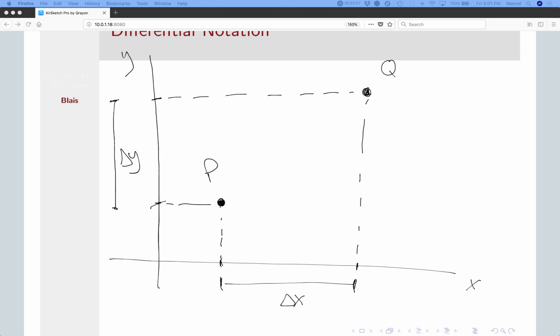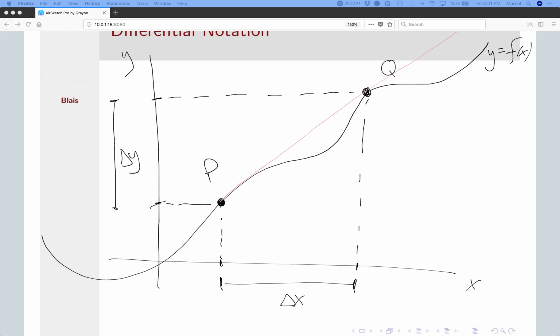And remember that, again, we usually have a function here going through these points. And then we had said that the slope of the secant line was just rise over run. So we looked at that geometry when we developed this idea of derivative. But then we wanted the slope of the tangent line.